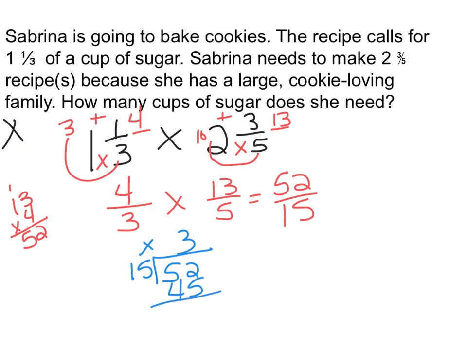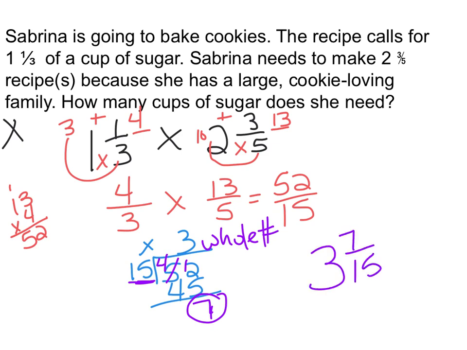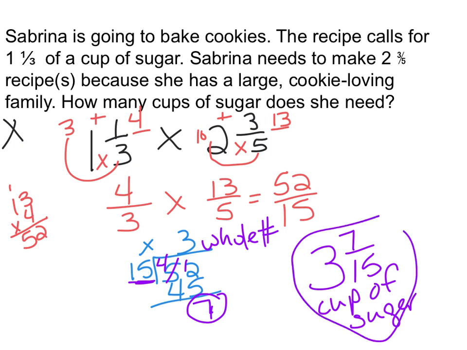Then 2 minus 5, can't do that, so I'm going to regroup. 12 minus 5 is 7. So this is your new numerator. This stays as the denominator, and this is your whole number. So this becomes 3 7/15 cup of sugar. So all we had to do is multiply. So basically we worked the same problem out, but with a whole number, then decimals, then fractions. So then that becomes your answer, and you're done with this problem.